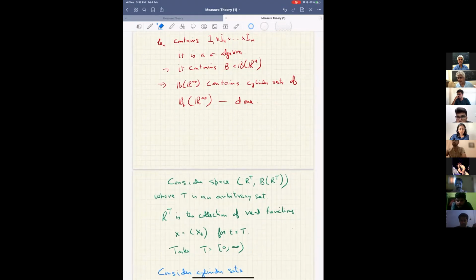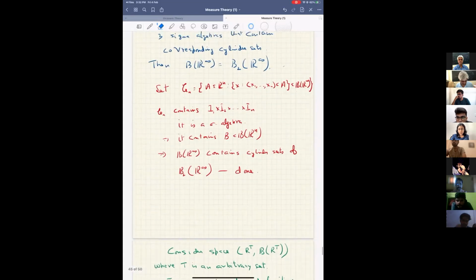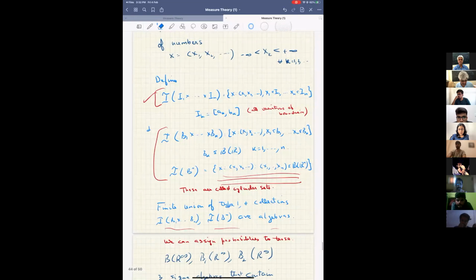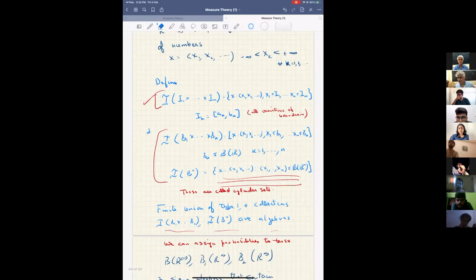In the previous one, can you once show the definition of B1 of R infinity? B1 of R infinity was where the cylinder sets were B1 cross B2 cross and so on. So these are actually monotonic with each other. In the next page, we only proved that B of R infinity is the same as B2 of R infinity, and B1 of R infinity is smaller than B2 of R infinity, contained in that. It's bigger than B of R infinity, so it just fits in nicely.